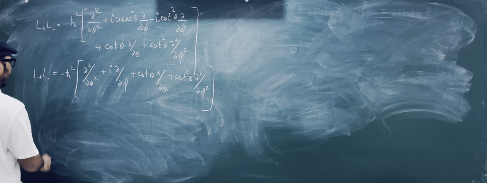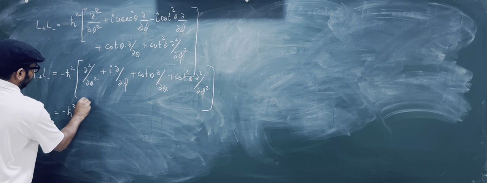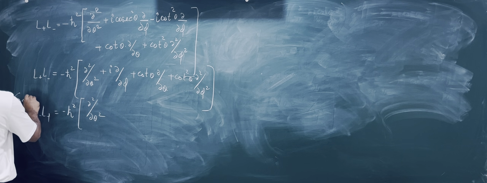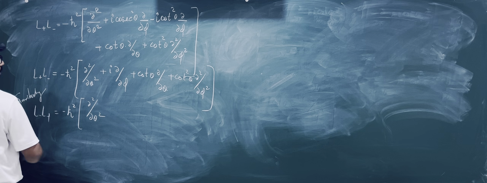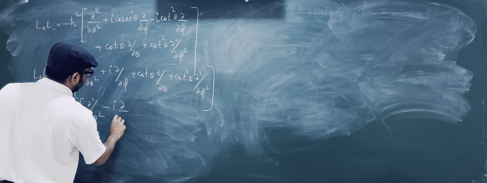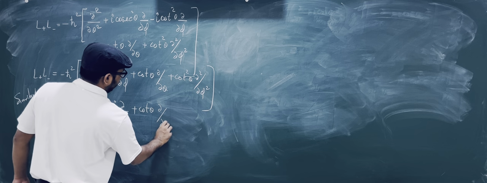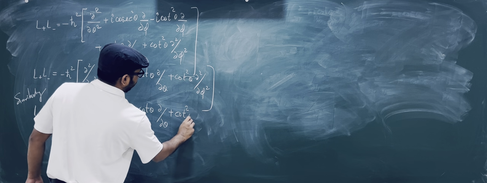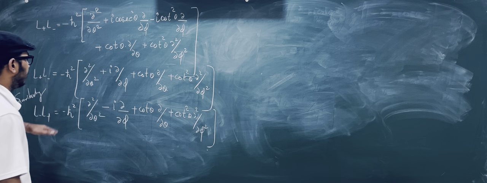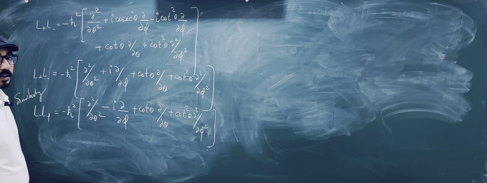Similarly, we can write L minus L plus, which will turn out to be minus ħ square del 2 over del theta square. Similarly, there will be just a difference of minus iota here, del over del phi plus cot of theta del over del theta plus cot square theta del 2 over del phi square. So these two equations are very important for us to derive the L square operator.